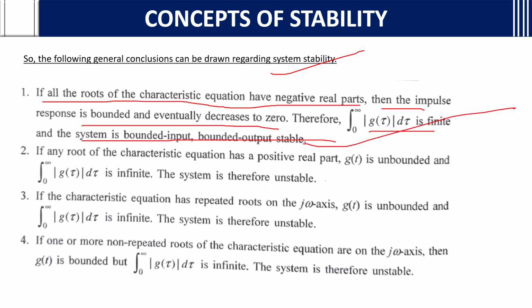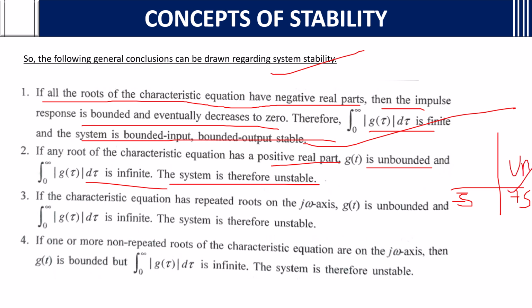Then if any root of the characteristic equation has a positive real part, g of t is unbounded. If it is negative, it is bounded input, bounded output. If it has a positive real part, that is plus s, g of t is unbounded and infinite, and the system is therefore unstable. If it is on this side, it is unstable, and if it is this side, it is stable. If the characteristic equation has repeated roots on j omega, that is the imaginary axis, g of t is unbounded and infinite, and the system is therefore again unstable.